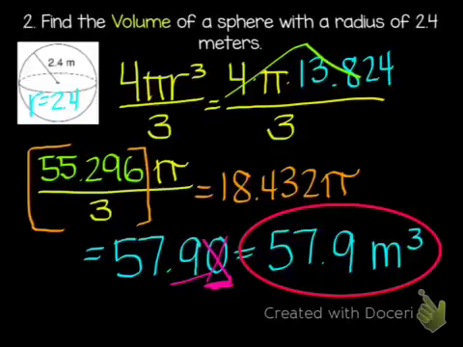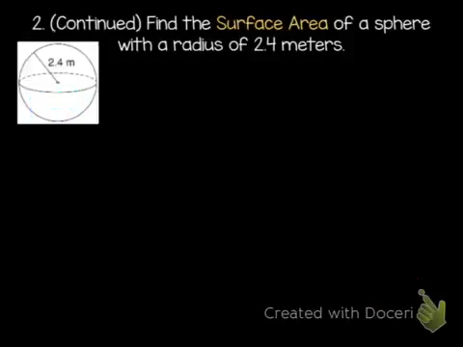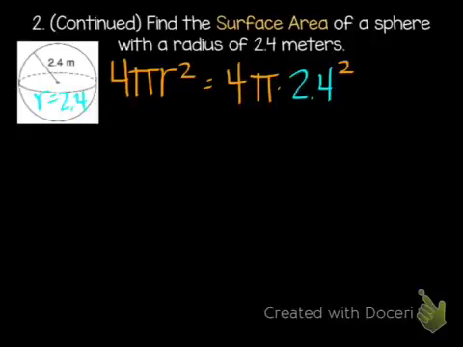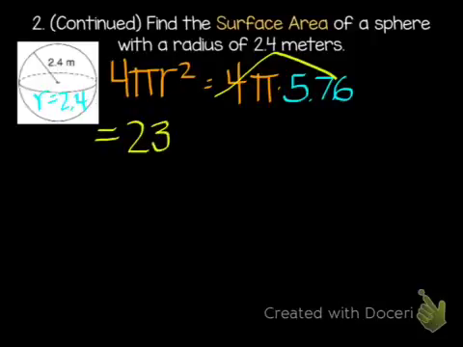And then the last part of this problem, number 2, part B, is to find the surface area of that sphere that has a radius of 2.4. So that is 4 times pi times radius squared. And of course our radius again is just 2.4. So I'm going to take my 2.4 and square that. 2.4 times 2.4 equals 5.76. Next I can do my 5.76 times 4, which gives me 23.04 pi.